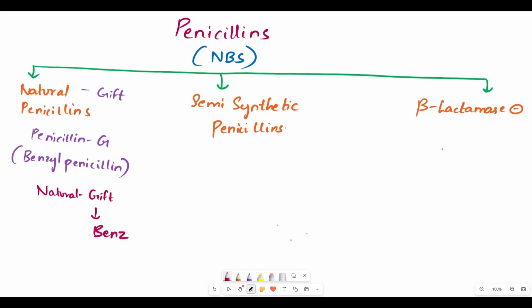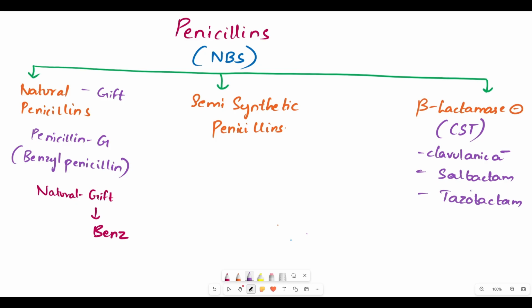Now coming back to beta lactamase inhibitors. Here remember only one simple word, that is CST, where C means it is the first example, clavulanic acid. S means it is the second drug, sulbactam. T means it is tazobactam. So for beta lactamase inhibitors, just remember CST, where C means clavulanic acid, S means sulbactam, T means tazobactam.